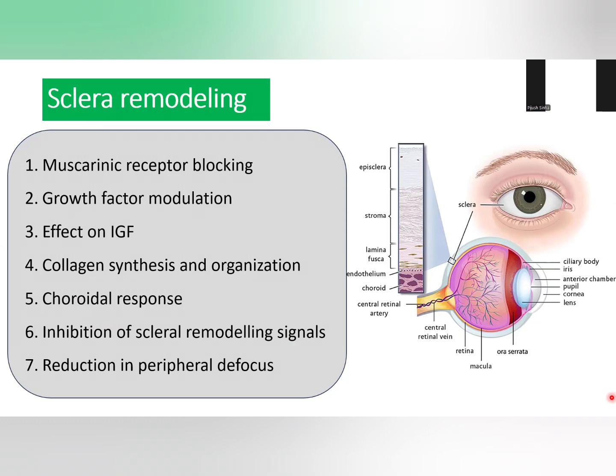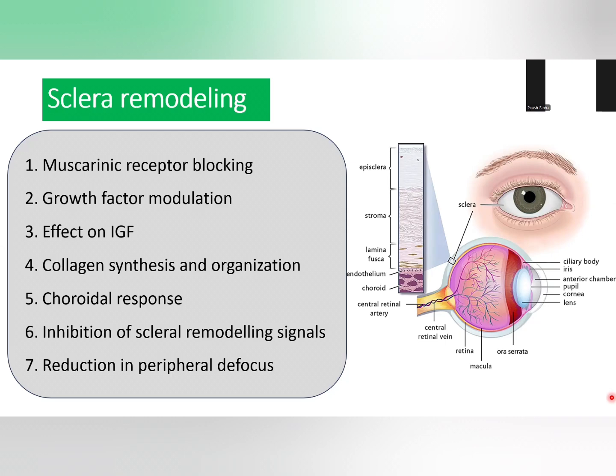So a thick choroid can provide more support and stability to the sclera, counteracting the signals that would lead to elongation. This is why atropine also works in this manner on the choroid. It also controls the choroid thickness. Another is inhibition of the scleral remodeling signals. Here atropine may inhibit other signaling pathways involving scleral remodeling, such as those activated by visual stimulus.